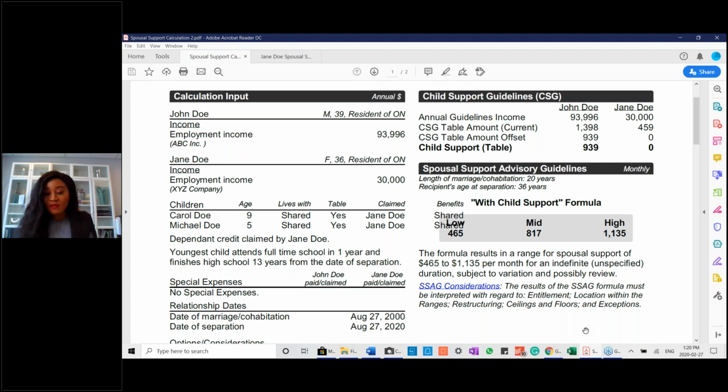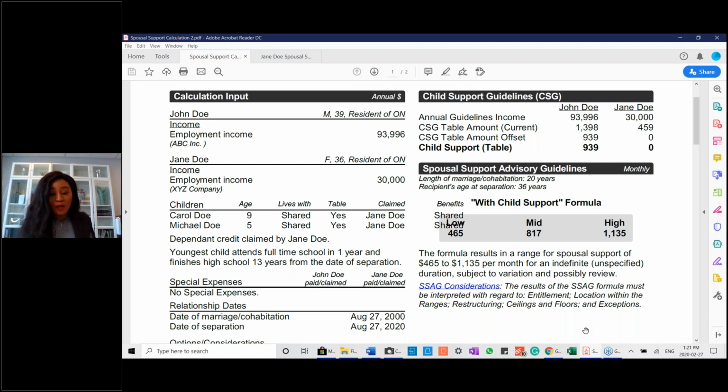Another misconception is that a partner's high income disentitles them from getting spousal support, and that is not true. If there's still a huge disparity in the incomes, it doesn't matter how high the recipient's income is, they will likely be entitled to spousal support.